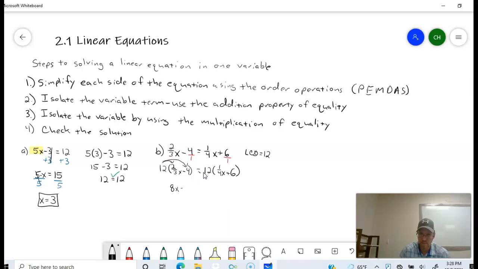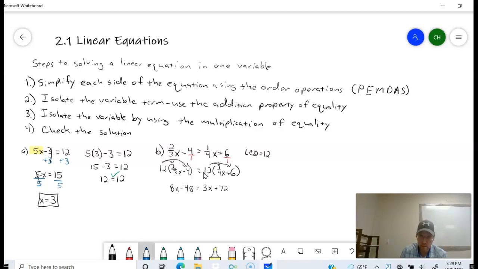12 times -4 is -48. 12 times 1/4. 12 times 1 is 12, divided by 4 is 3. And 12 times 6 is plus 72. Alright, so now I have cleared my fractions. Everything is simplified.